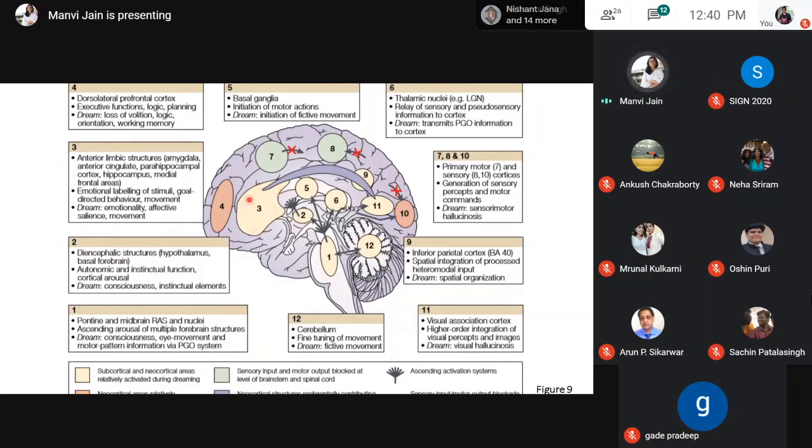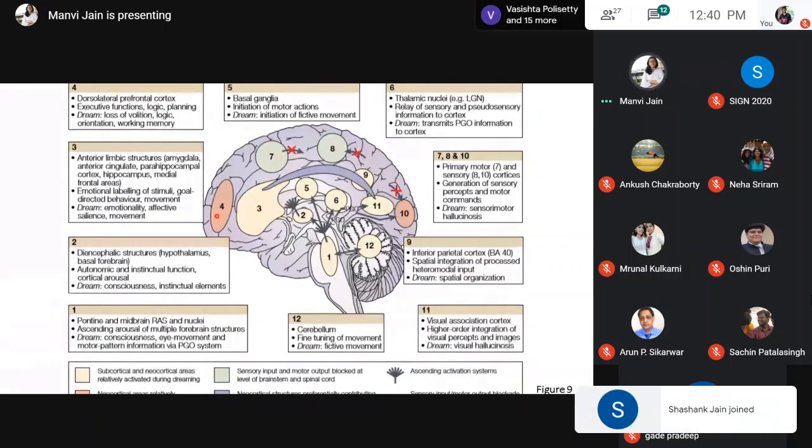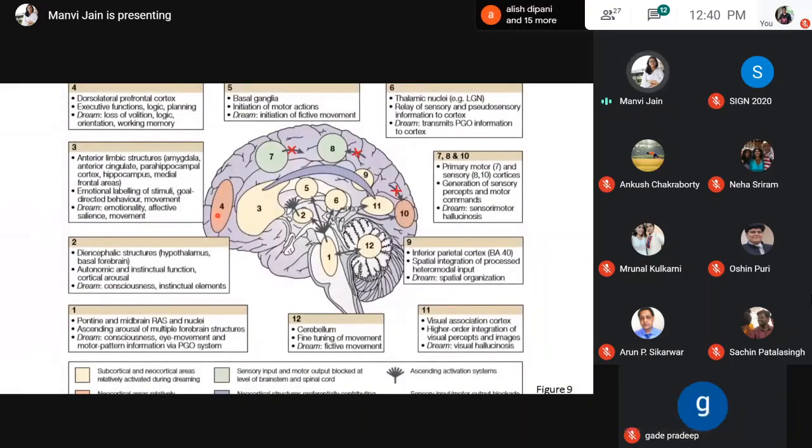Now, the fourth region is the dorsolateral prefrontal cortex, which is relatively demodulated or deactivated while dreaming, because there is no logic while we are dreaming. There is no working memory, as in there is no episodic memory also. So we can clearly say that this region should always be demodulated, because if it were activated, then our dreams would make sense, and that is not very healthy for us. So let's see the fifth point, the basal ganglia.